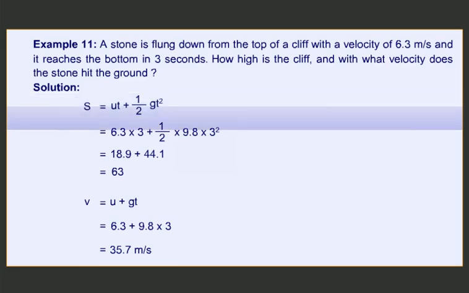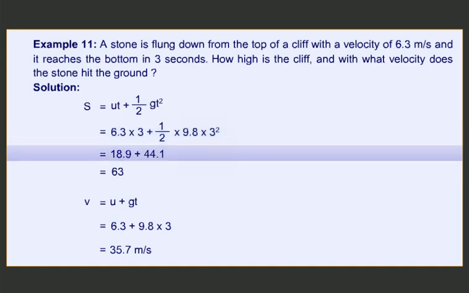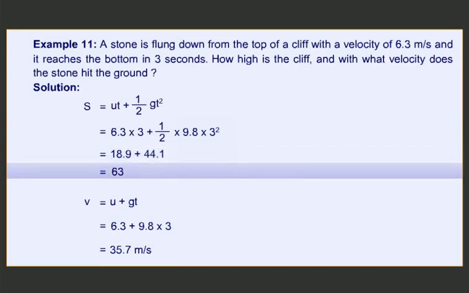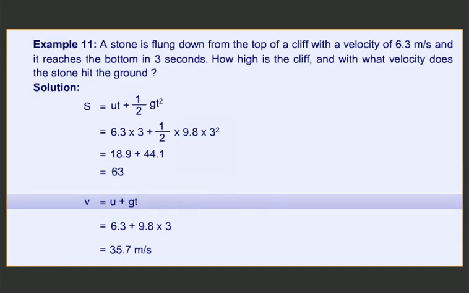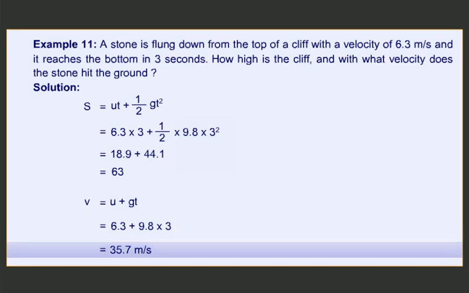So, we write 6.3 into 3 plus half into 9.8 into 3 square. This gives us 18.9 plus 44.1, which is equal to 63 meters. Now to calculate the final velocity, we use the equation v is equal to u plus gt. That is equal to 6.3 plus 9.8 into 3. Which gives us the answer 35.7 meter per second.